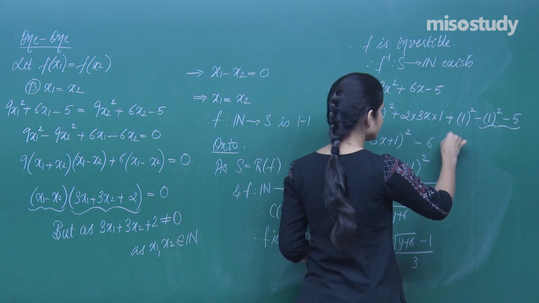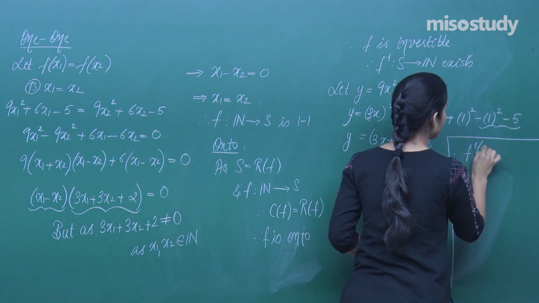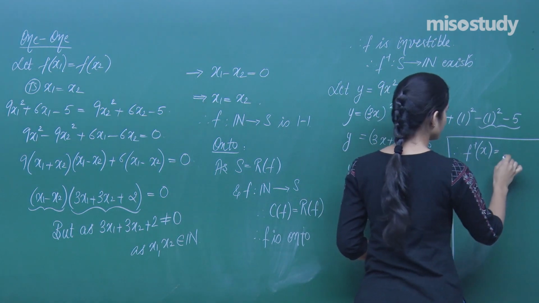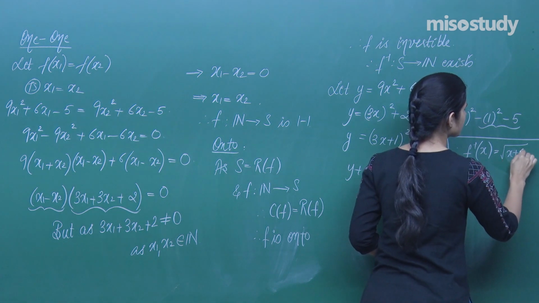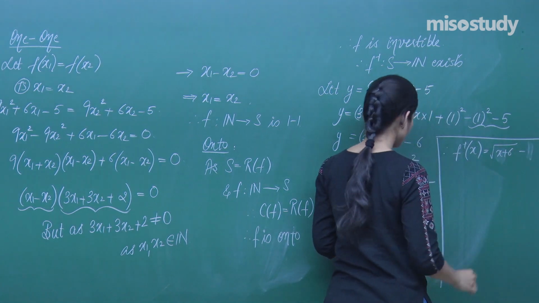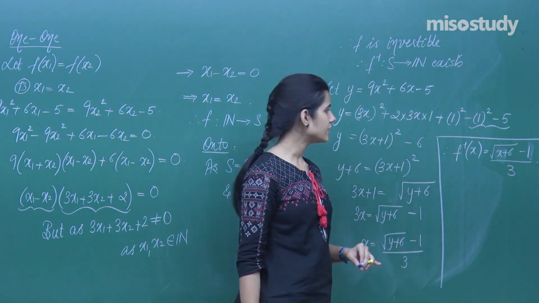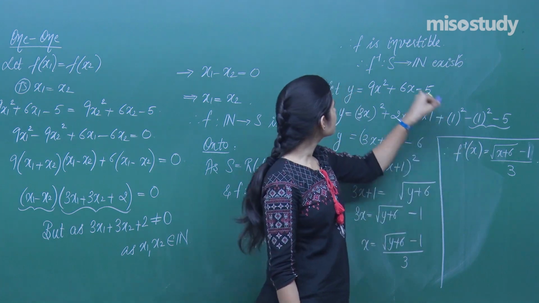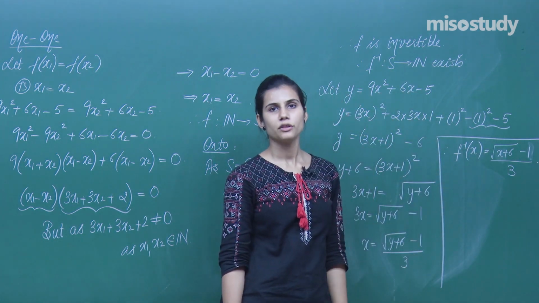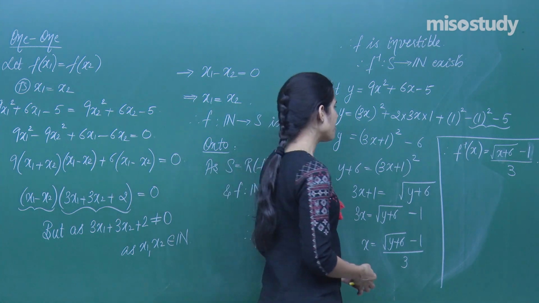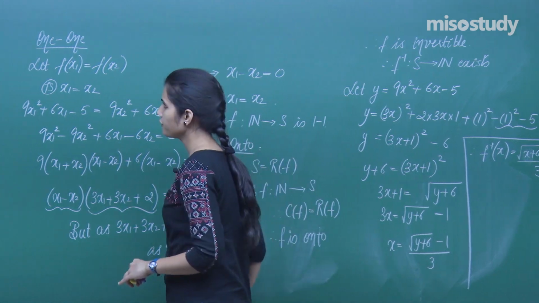And what do you write next? Therefore, f inverse of x is equal to (under root x plus 6 minus 1) whole upon 3. That is your definition of inverse, that f inverse of x, where x is coming from S, is equal to (under root x plus 6 minus 1) whole upon 3. Is it clear? And that is your computation of inverse of f.